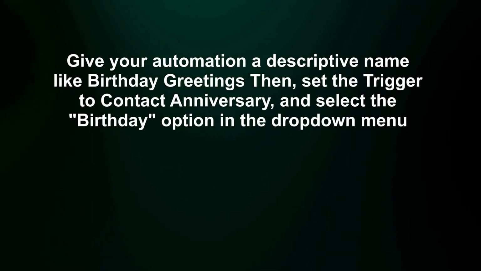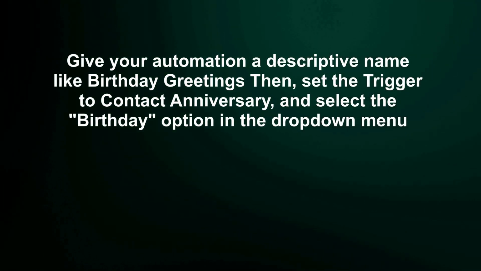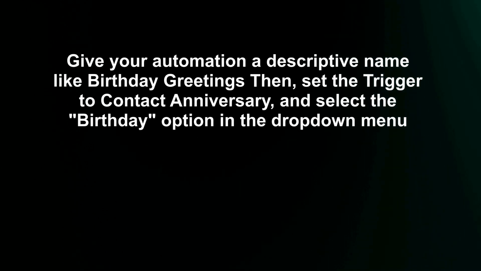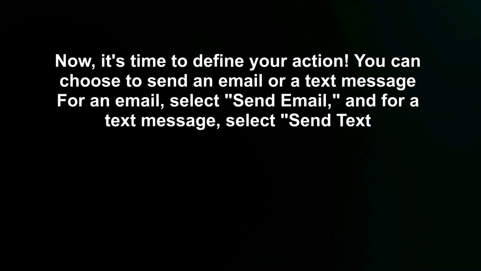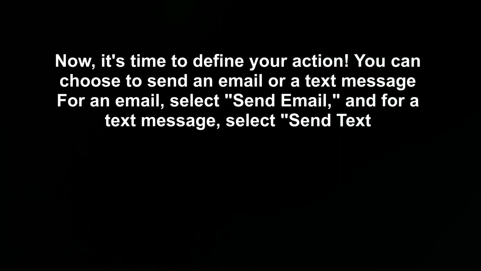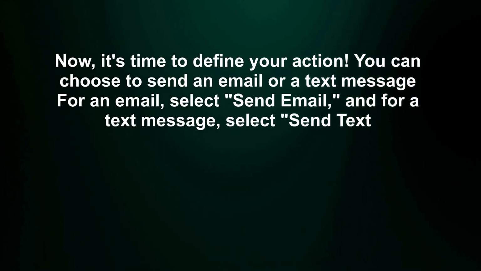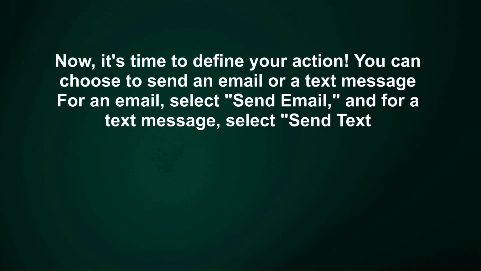Give your automation a descriptive name like birthday greetings, then set the trigger to contact anniversary and select the birthday option in the drop-down menu. Now, it's time to define your action. You can choose to send an email or a text message. For an email, select Send Email, and for a text message, select Send Text.